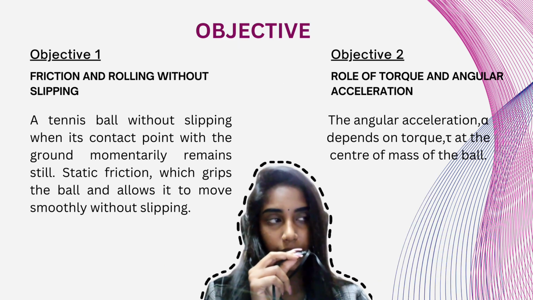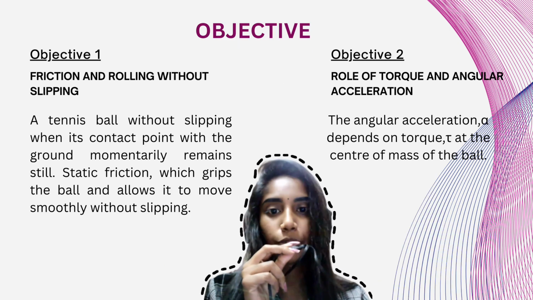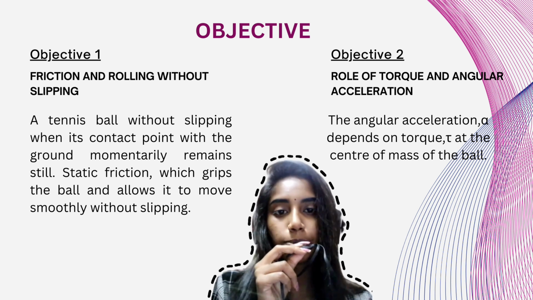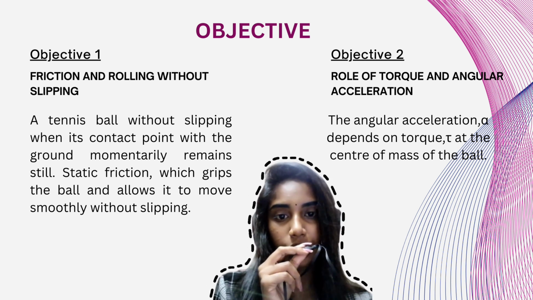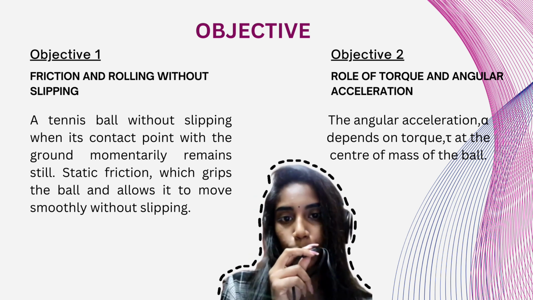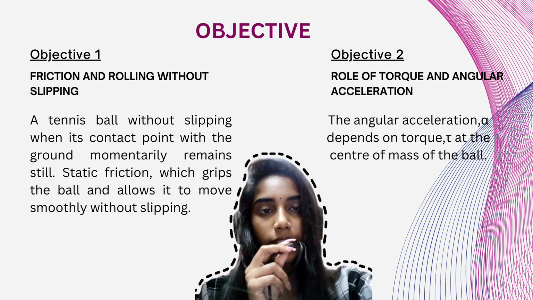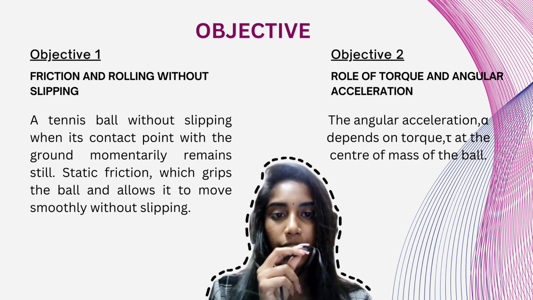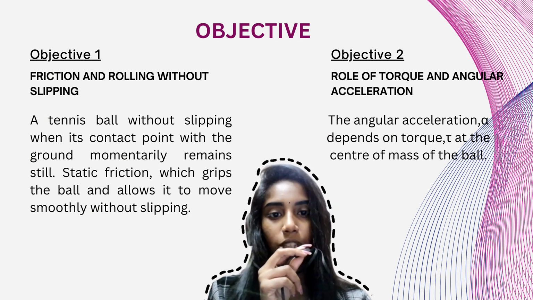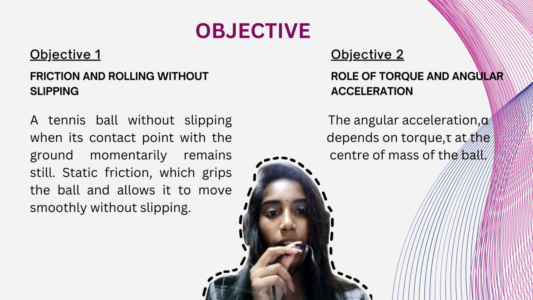We have two main objectives. Our first objective is friction and rolling without slipping. A tennis ball rolls without slipping when its contact point with the ground momentarily remains still. Static friction grips the ball and allows it to move smoothly without slipping. Our second objective is the role of torque and angular acceleration. The angular acceleration α depends on torque τ at the center of mass of the ball.